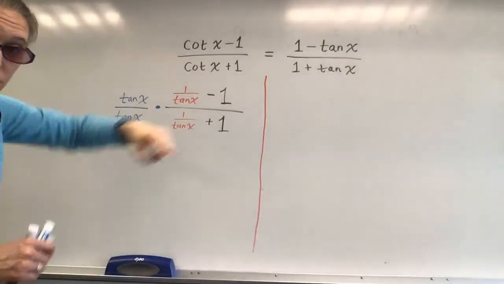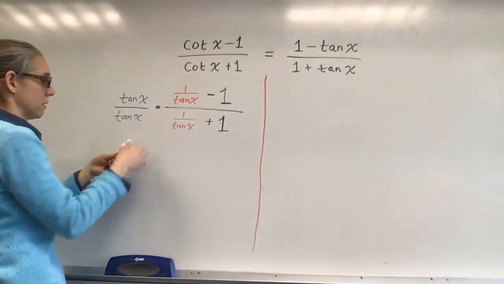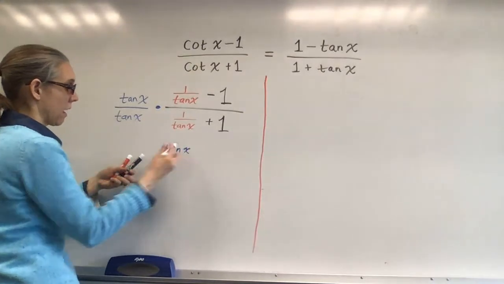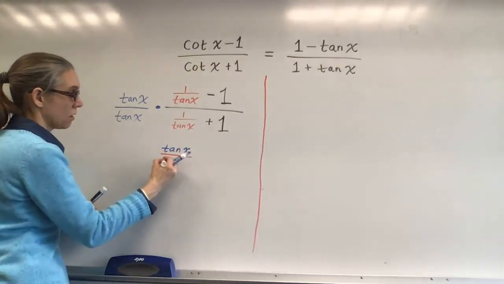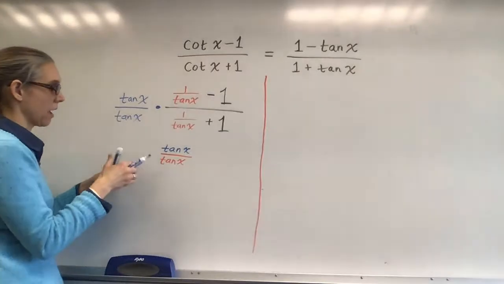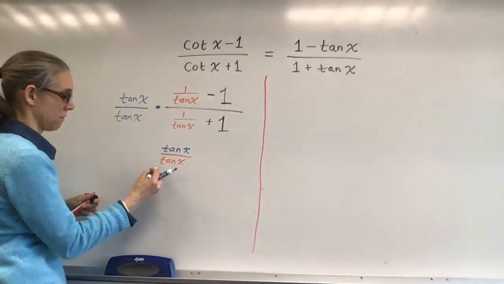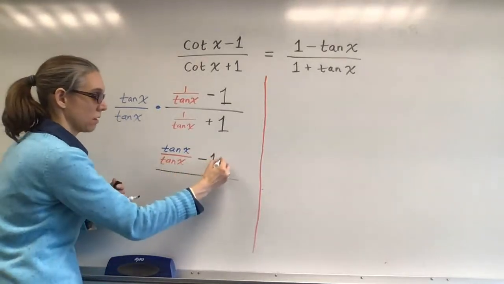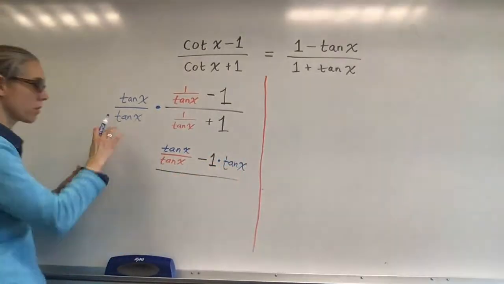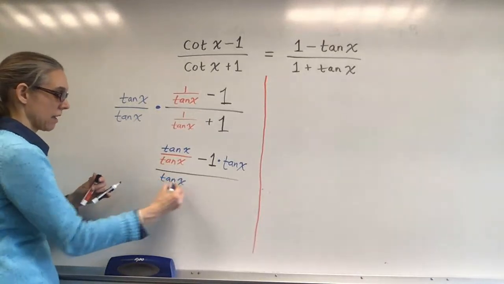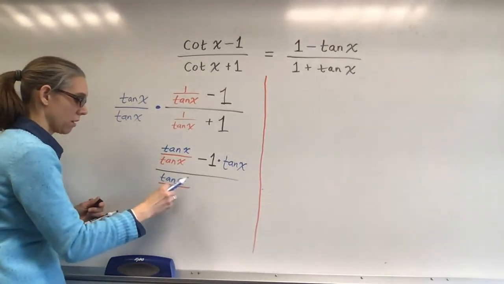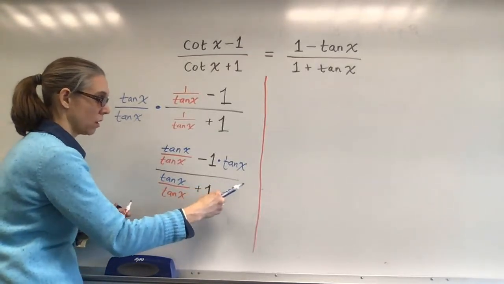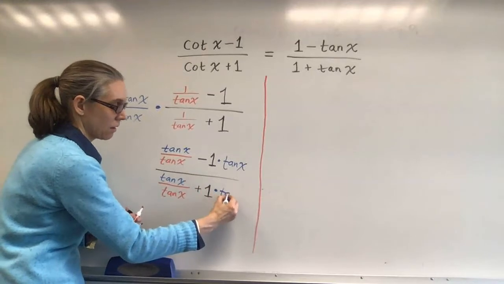Now I'm going to use the distributive property. Tangent x times tangent x is going to give me now tan x over tan x, and then I have minus 1 times tan x. For the denominator, tan x over tan x plus 1 times tan x.